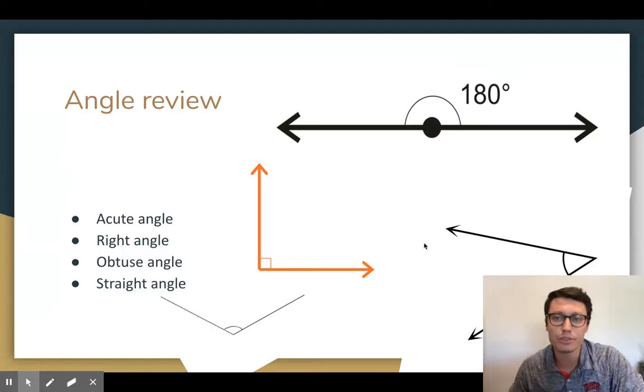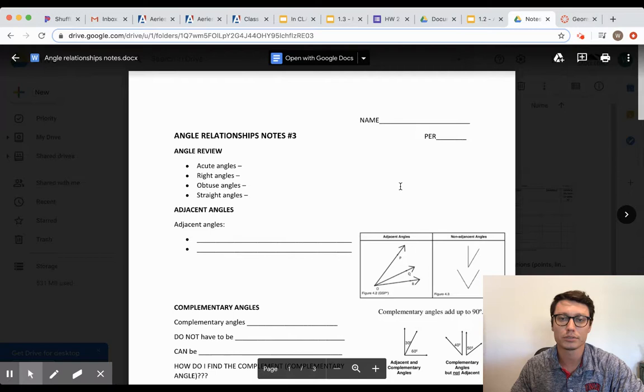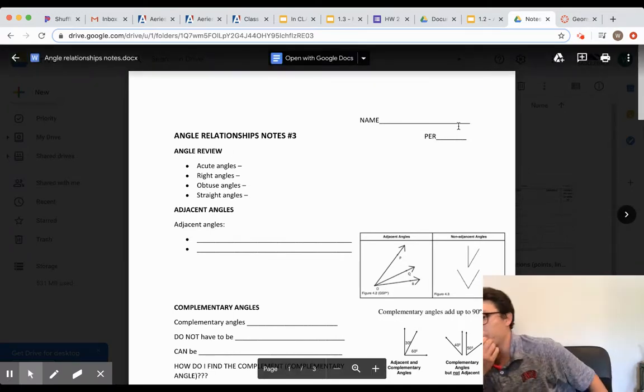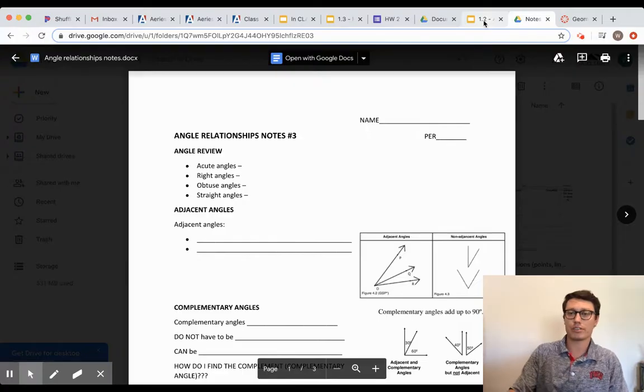Angle review. If you were able to download the set of notes, I have the notes over here. Angle review, the 4 types of angles that we learned about last lesson. Go ahead, you should write down the definition of those angles.